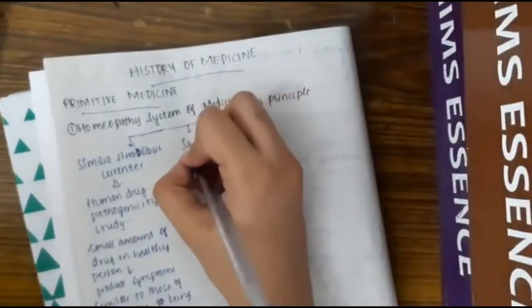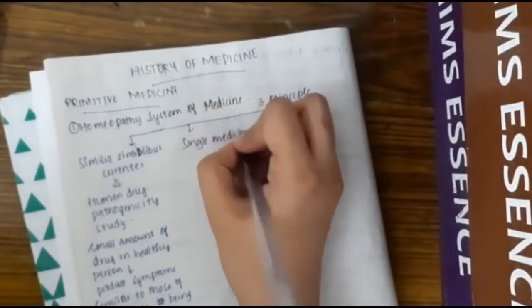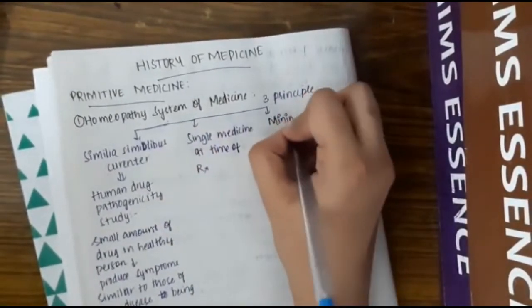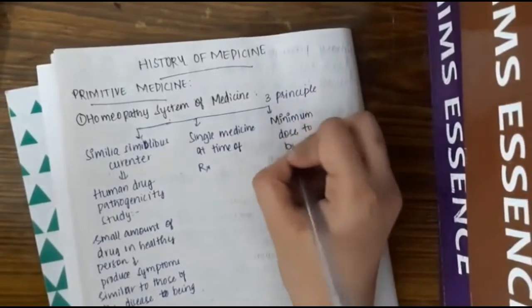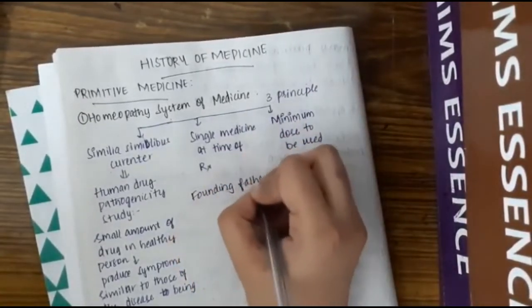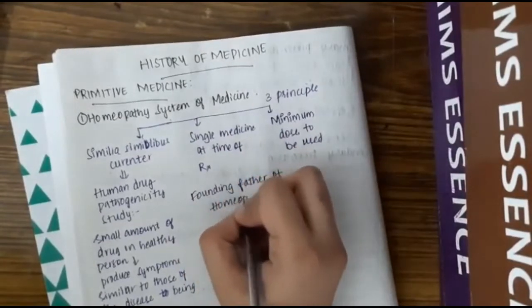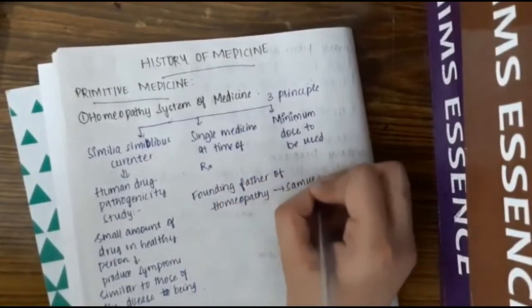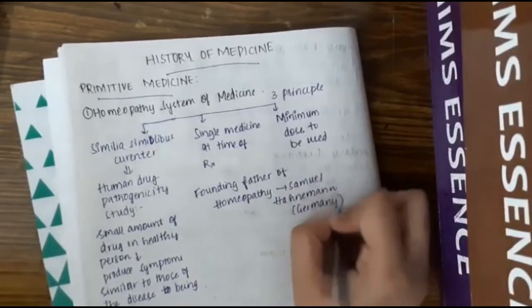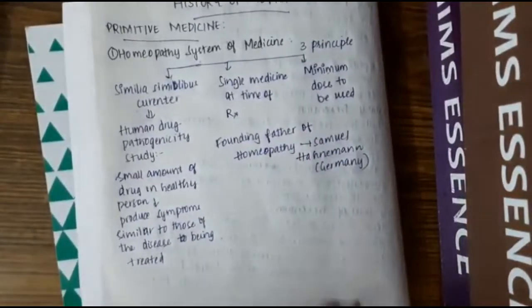Then we have single medicine at the time of treatment. At the time of treatment, we have to give the single best medicine to the patient. The third principle is minimum dose to be used. The founding father of homeopathy is Samuel Hahnemann from Germany. Then this is the first system.